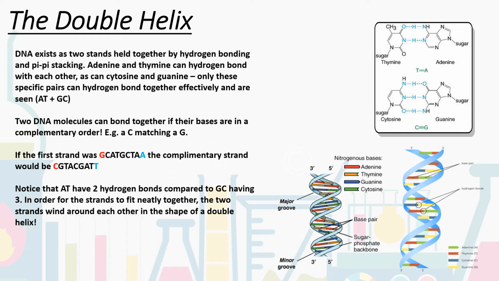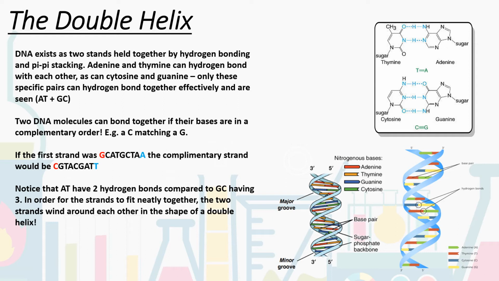Now, there are only very specific hydrogen bonding pairs. Adenine and thymine can hydrogen bond together, A and T, and cytosine and guanine bond together, C and G. It's only these specific pairs that can hydrogen bond together effectively, and they're the only pairs seen in DNA. So A and T go together, C and G go together. So two DNA molecules can bond together if their bases are in a complementary order. For example, a C matching a G or an A matching a T.